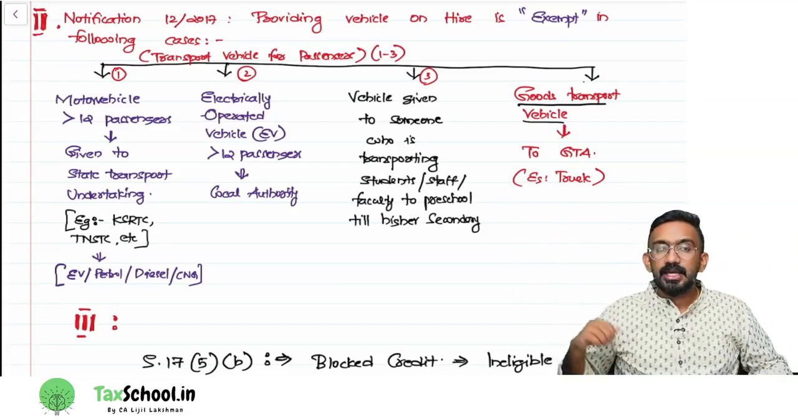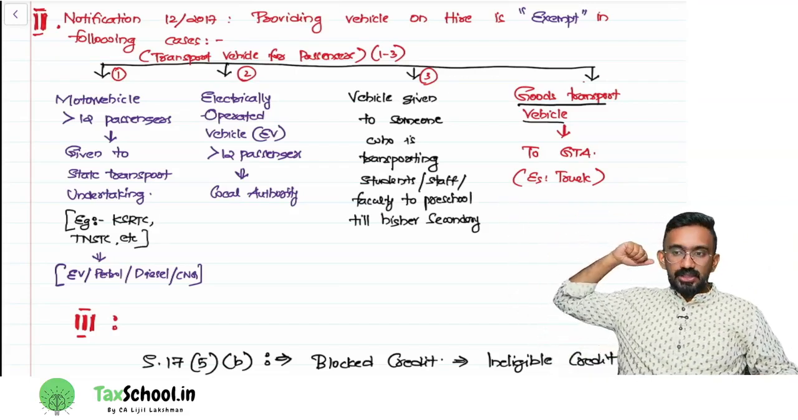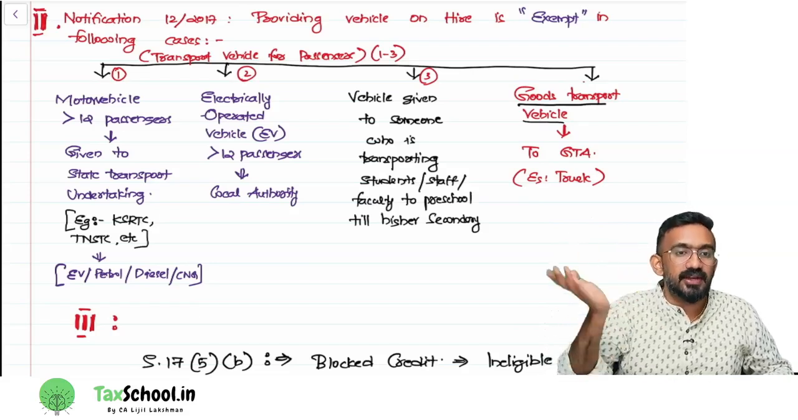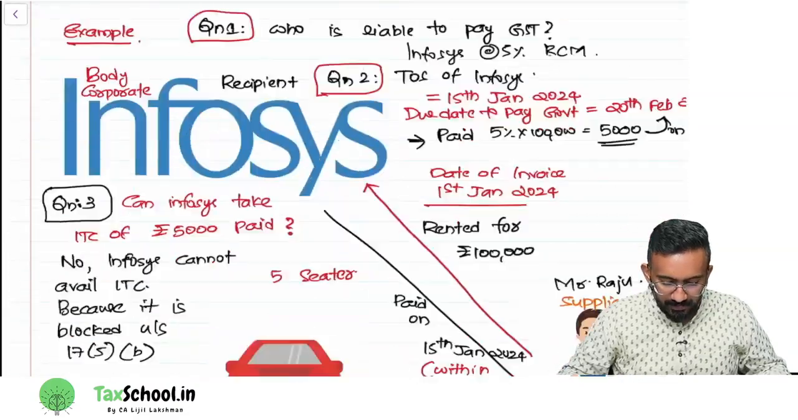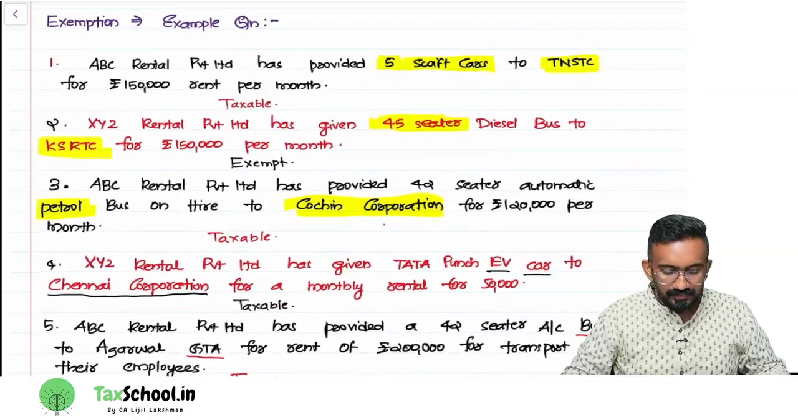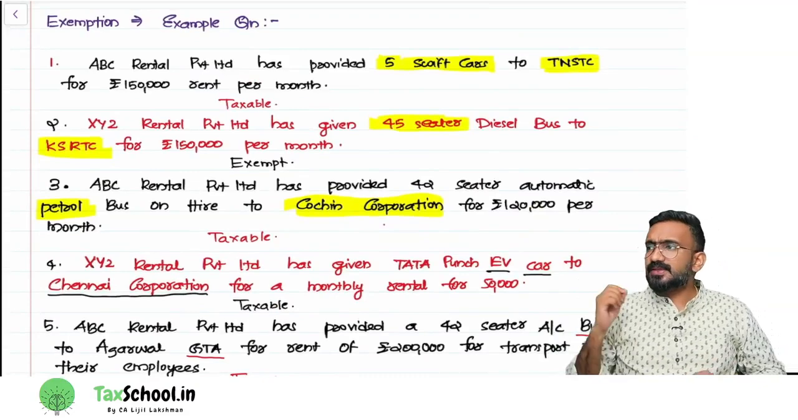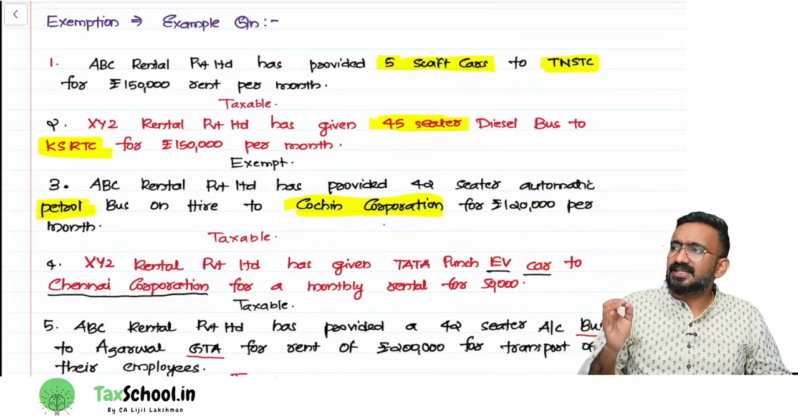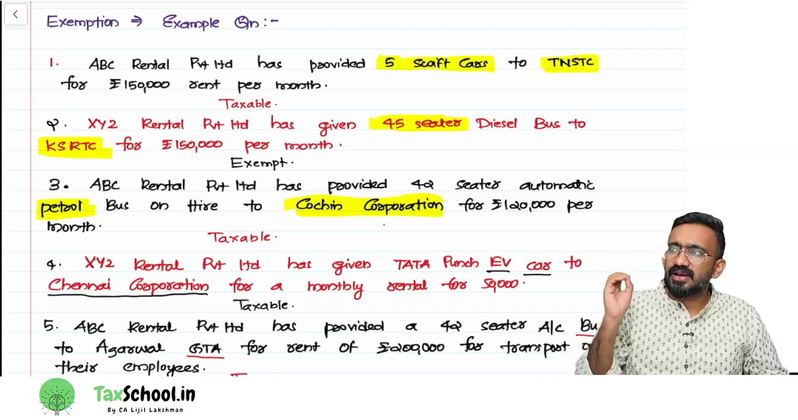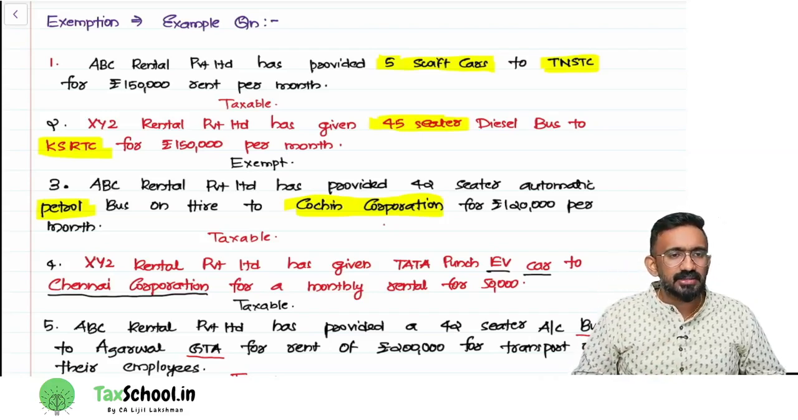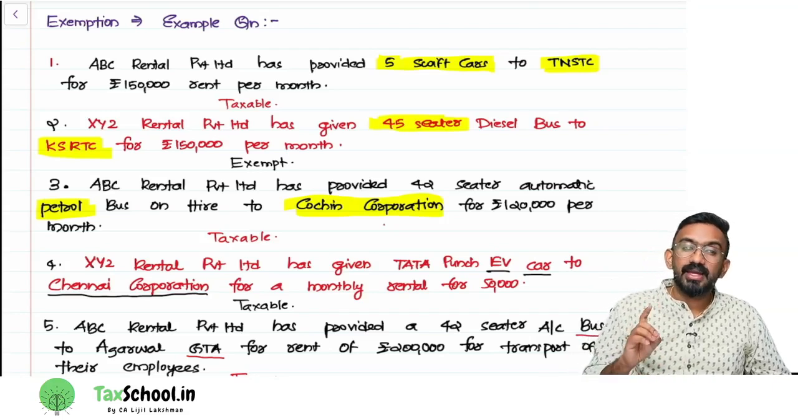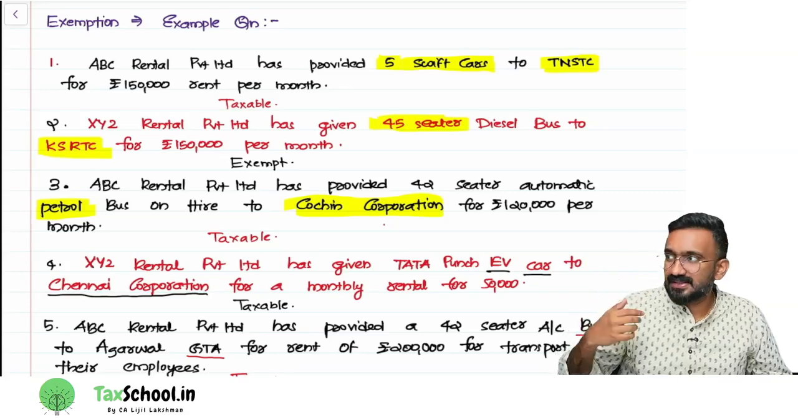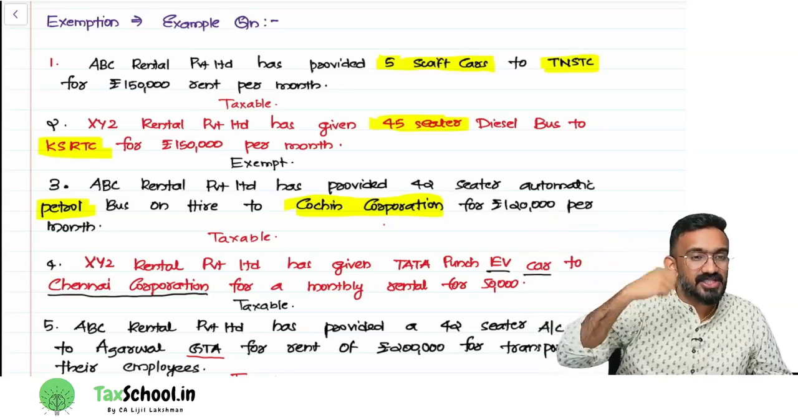Then fourth one, if you are giving a goods transport vehicle to a goods transportation agency, that is also exempted. You're giving a truck to a GTA would also be exempt. With that, look at an example here. Example number 1. ABC Rental Private Limited has provided 5 Swift cars to TNSTC for 1,50,000 rent per month. Would it be taxable or exempt? It would be taxable. Why? To a TNSTC, you should give a vehicle which is more than 12-seater. You're giving a Swift car which is a 5-seater, so it would be taxable.